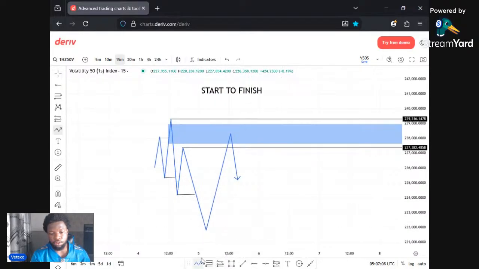This is the starting point and this is the finish point. So you already know that if price is moving from this starting point, no matter how long it takes, it's going to get to this place.